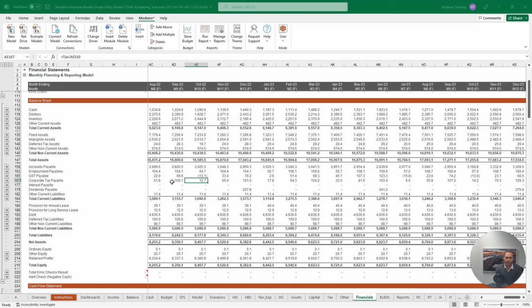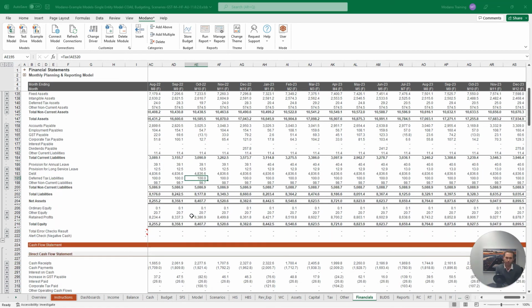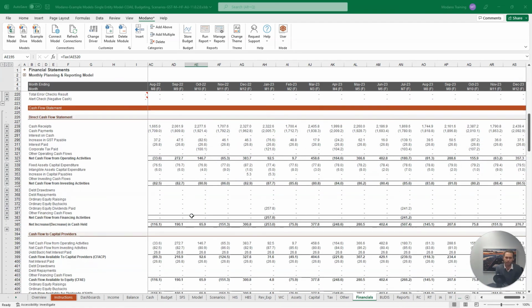In our non-current assets, there is our deferred tax assets balance of 19.7, and in our non-current liabilities, our deferred tax liabilities of 100.0. Finally, scrolling down to our cash flow statement, within our operating cash flows, we have our quarterly payment of corporate taxation of 100.1, reflecting the quarterly payment of our corporate taxation payable balance from the end of the September quarter.